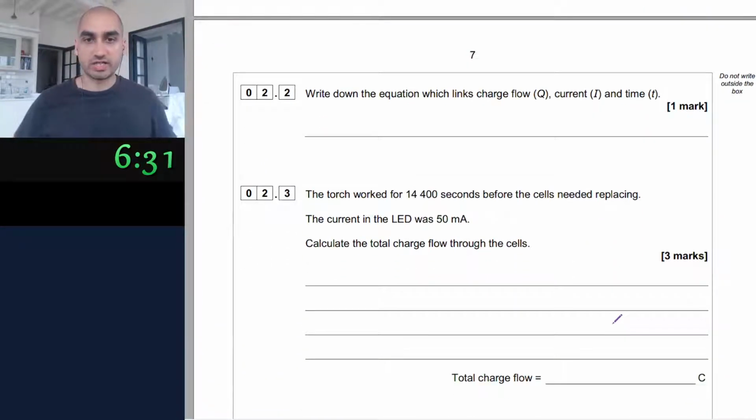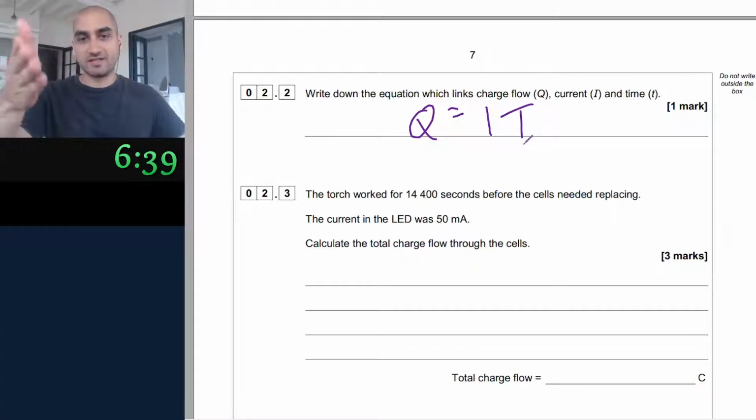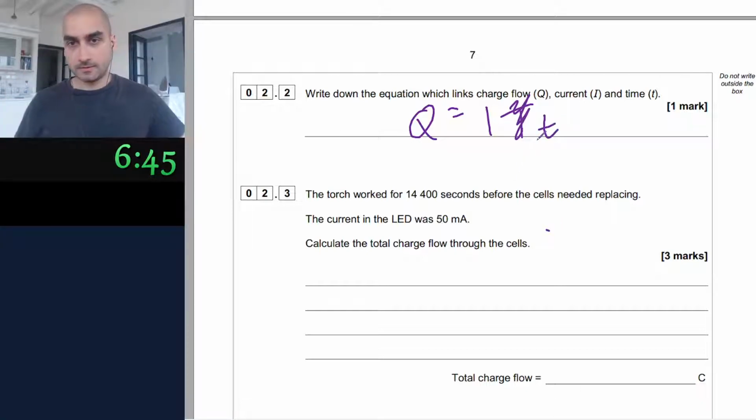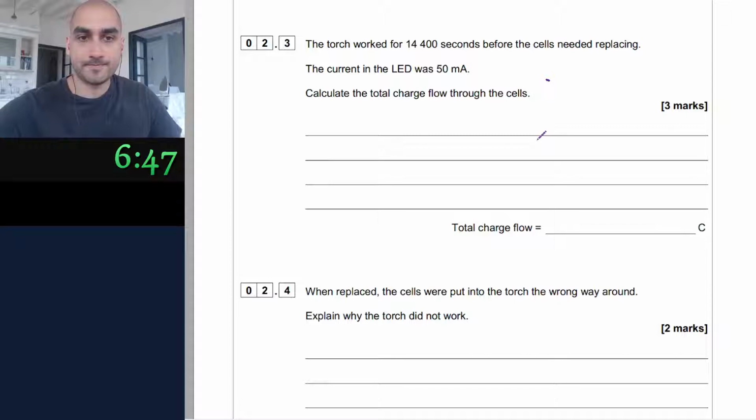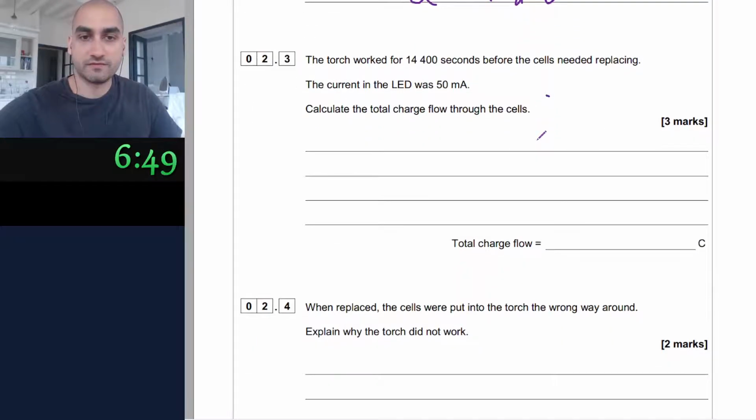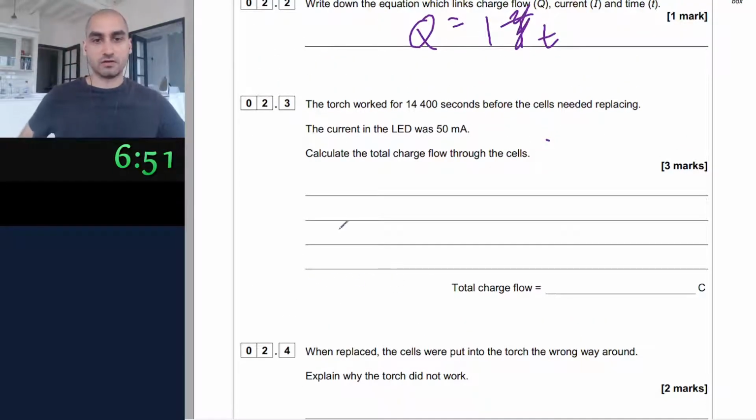Write down the equation which links... Oh, it's nice of them to give it in the right order, isn't it? Q equals IT. They even gave it in the order in the question. Okay, we'll say lower t. The torch worked for 14 hours, so we've got T equals 14,400.